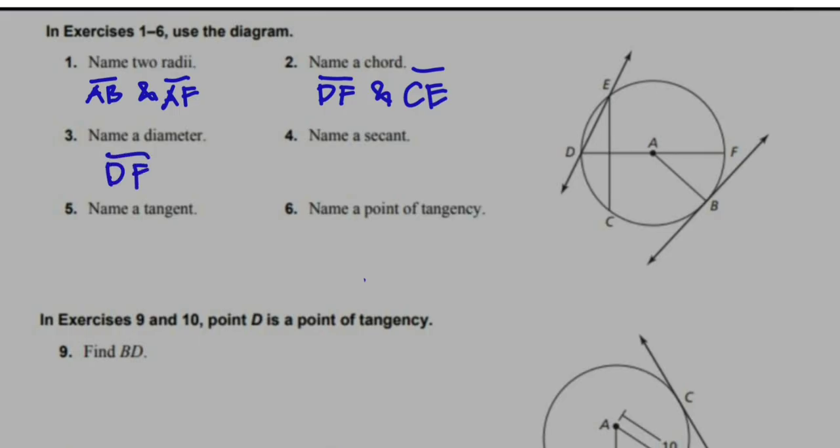Name a secant. A secant passes through 2 points on the circle, but it also extends outside the circle. So this one is a secant. That is line DE. Name a tangent. A tangent is a line or segment that touches the circle at one point, outside the circle. So this one is a tangent.